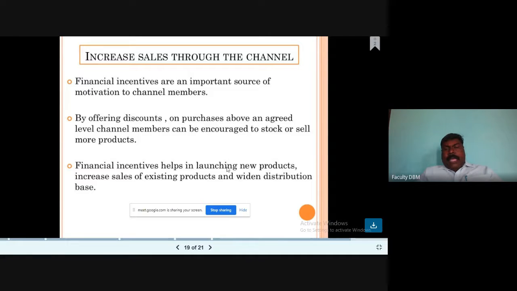Financial incentives help in launching new products and increase the sales of existing products and widen the distribution base. You would have seen every year these companies will be launching a new product with some differentiation from the competitors. Some different product they will be coming and launching. Then only the people will be looking towards those companies so that they are going to buy. Otherwise, the distribution base will be reduced if you don't have anything new with you.